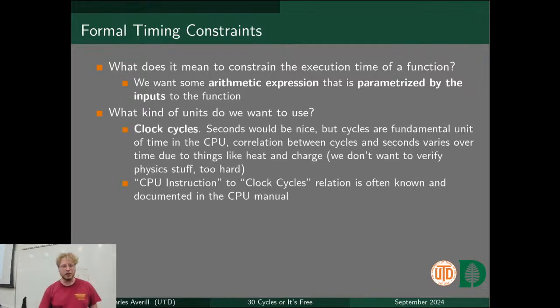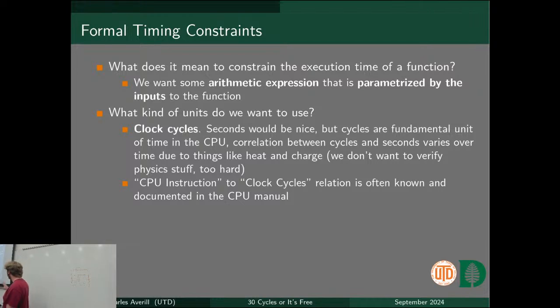And for units, I've been talking a lot about clock cycles. We would like seconds because I think we're humans and not machines, so it'd be nice to have a number of seconds. But the issue is that the relationship between clock cycles and seconds is dependent on physics, like how hot the CPU is and the air pressure and the charge and all these things that we really don't want to even be thinking about. That is 10 PhD theses on its own, right? So let's not worry about seconds. Let's just stick with clock cycles.